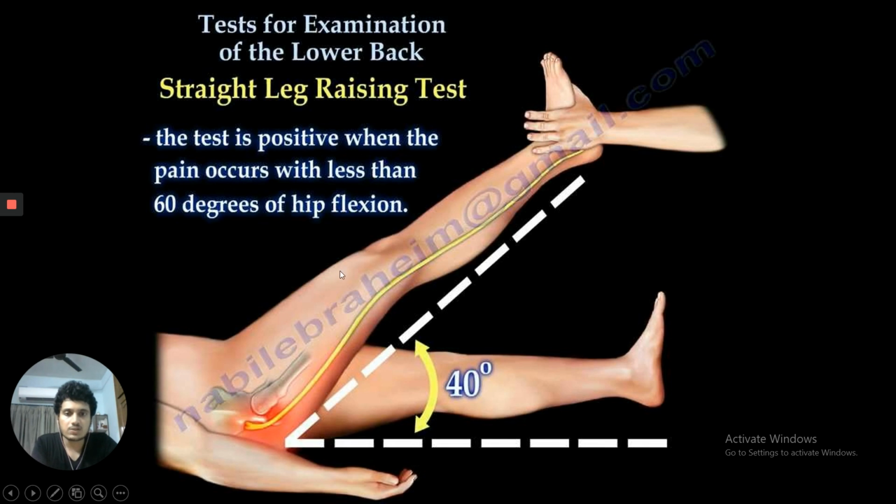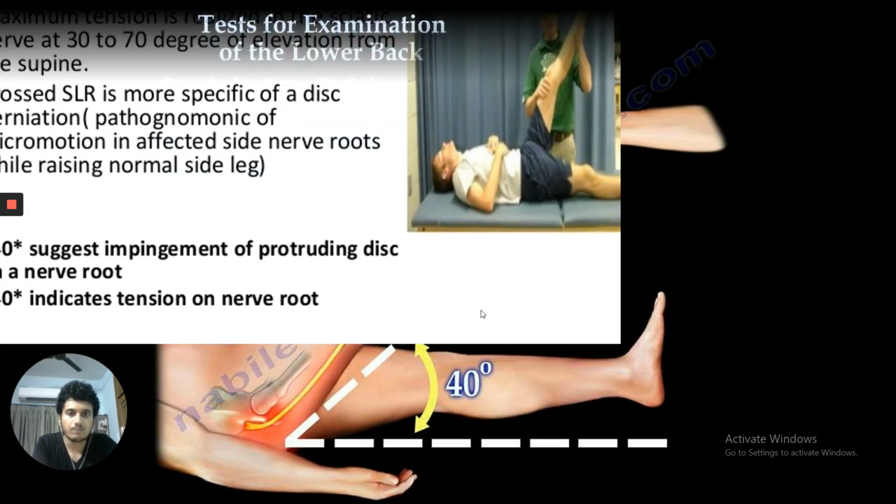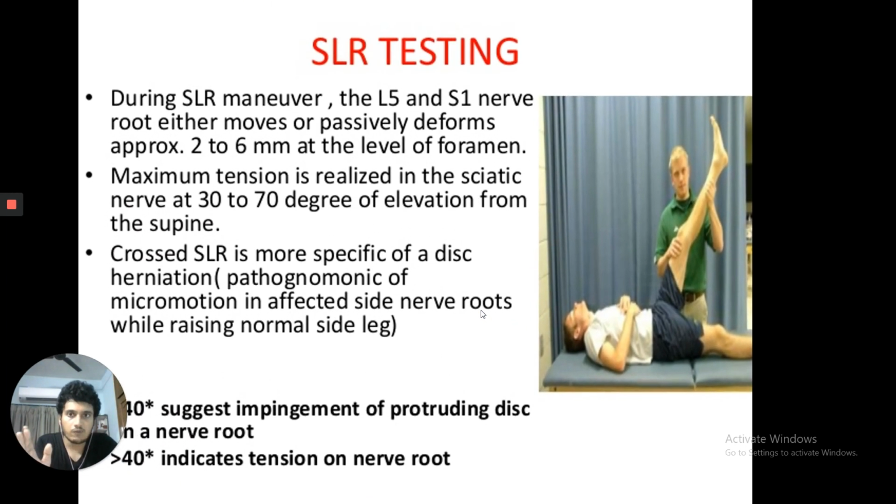So this is the test of SLRT, my dear friends. There is flexion at the hip and extension at the knee. The test is positive when the pain occurs at less than 60 degrees of hip flexion. Again, my dear friends, if pain occurs at less than 60 degrees of hip flexion, it is due to sciatica. So, how is the test performed? During SLRT, the L5 and S1 nerve roots either move or passively deform. Maximum tension is realized in the sciatic nerve at 30 to 70 degrees of elevation from the supine position.